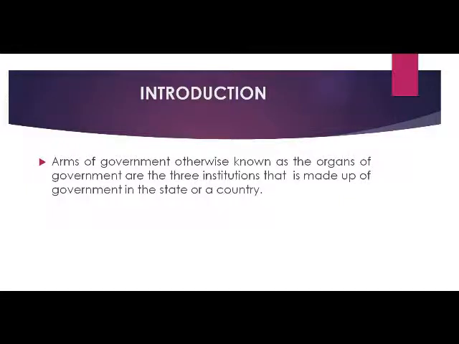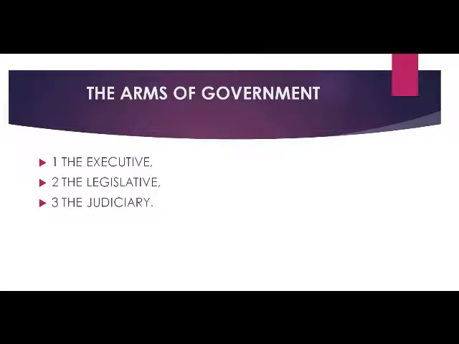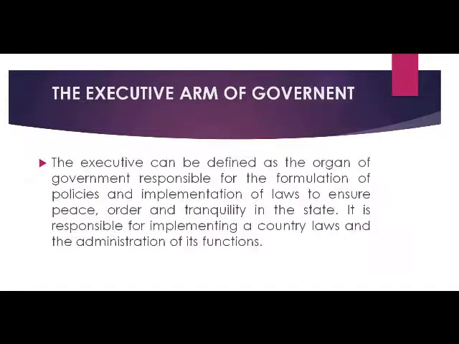Introduction. Arms of government, otherwise known as organs of government, are the 3 institutions that make up the government in a state or a country. The 3 institutions are: 1. The executive arm of government. 2. The legislative arm of government. 3. The judicial arm of government. But our subtopic is going to be based on the executive arm of government.